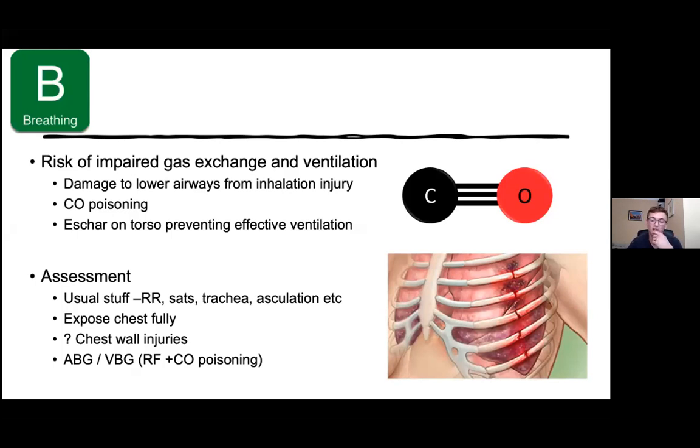Also important to consider chest wall injuries, because these patients are highly associated with trauma situations, for example, trying to escape a fire and jumping out a window, etc. And also being aware of things like cyanide poisoning, which we're not going to cover today, but essentially cyanide can be released from household items being burnt.